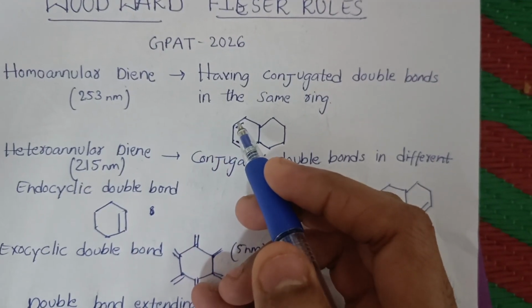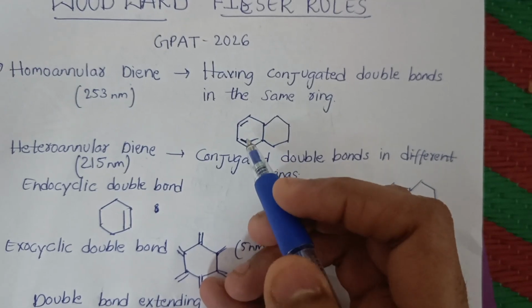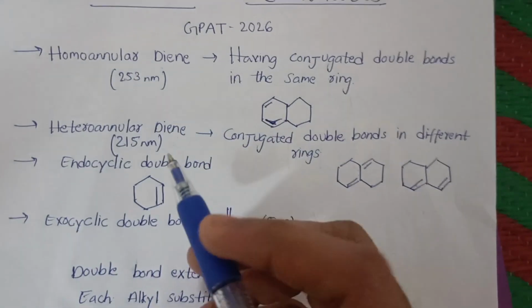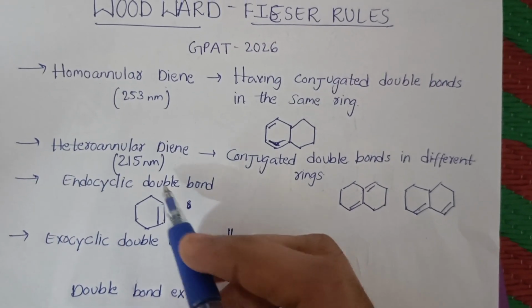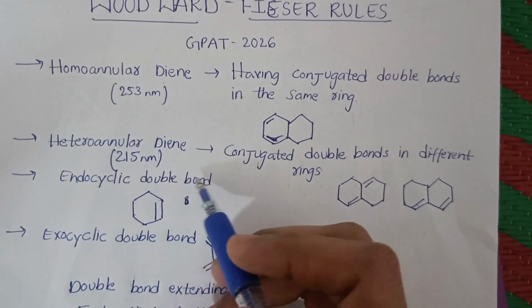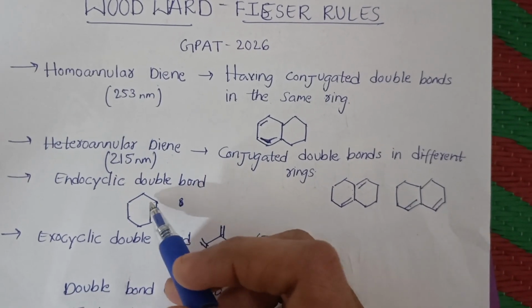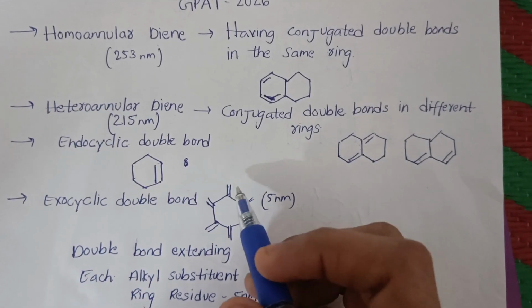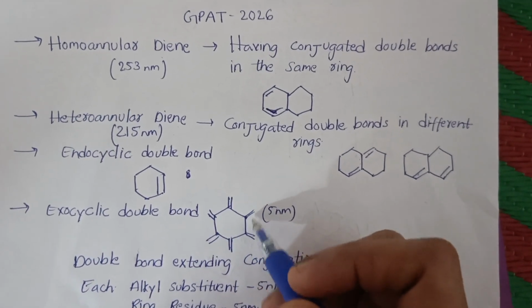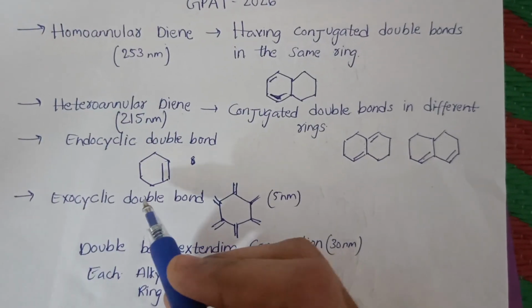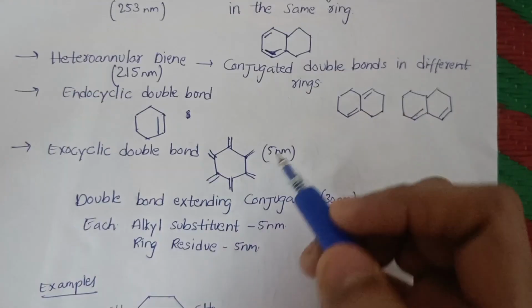When the conjugated dienes are within a single ring, they are considered a homoannular diene, and they gave 253 nanometers. If a double bond is present inside a single ring, we consider it an endocyclic double bond, and there is no nanometer value or absorbance for endocyclic double bonds. When the double bond is present outside the ring, at any point of the ring, it is considered an exocyclic double bond, and they gave 5 nanometers for an exocyclic double bond.